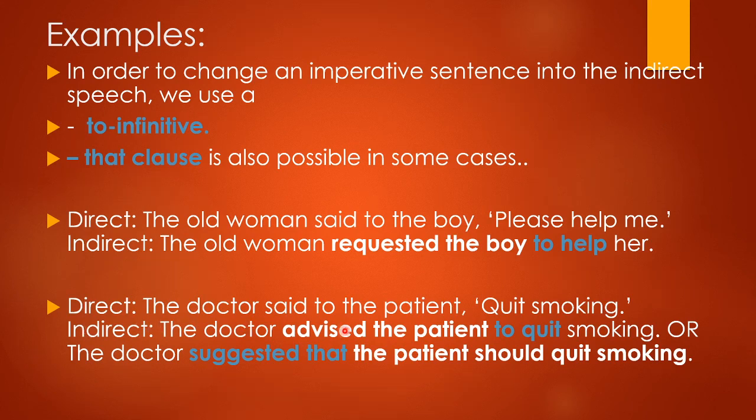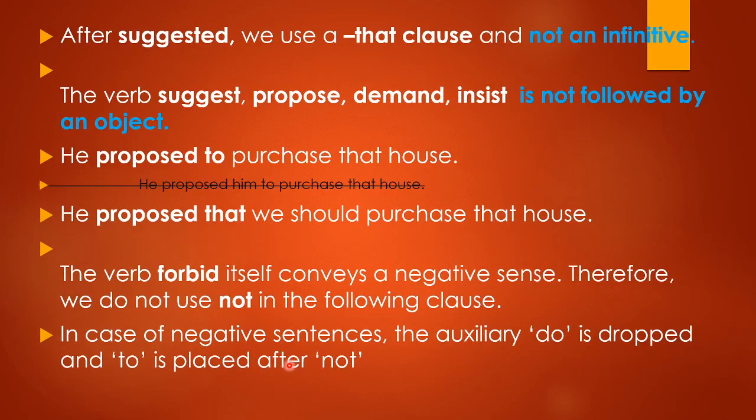The next example is, the doctor said to the patient, "Quit smoking." Now here the indirect form becomes, the doctor advised the patient to quit smoking, or the doctor suggested that the patient should quit smoking. Here we can write the sentence in two different ways. So to quit we can use, and we can also use suggested that the patient should quit smoking. Now if you remember, I had put a star against the word suggested in the previous slide. Why is there a star on suggested? I'll explain just now. Here you can see after suggested we use a that clause and not an infinitive clause. So it means if we are writing the reporting verb as suggested, then we will use the that clause. We will be using that and then should.